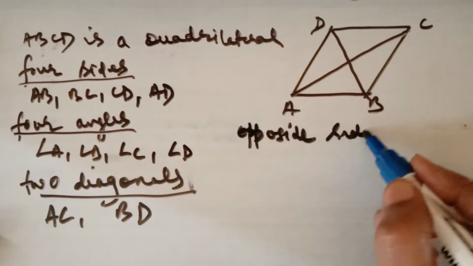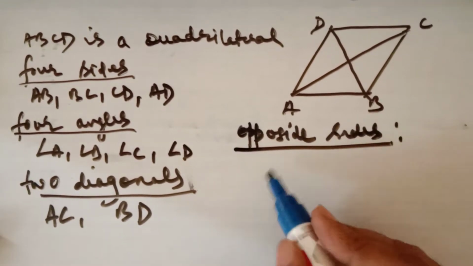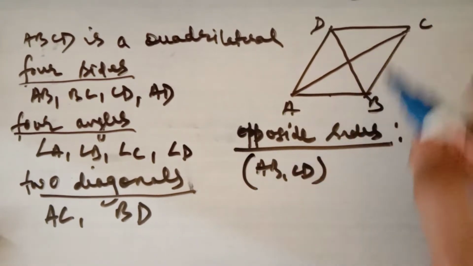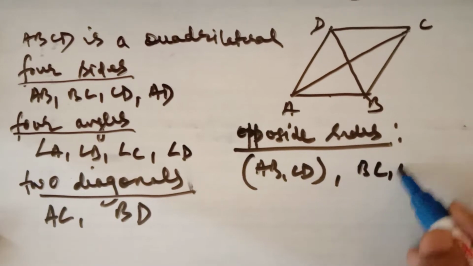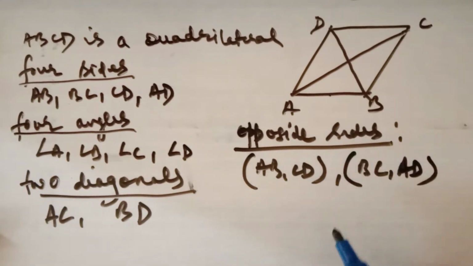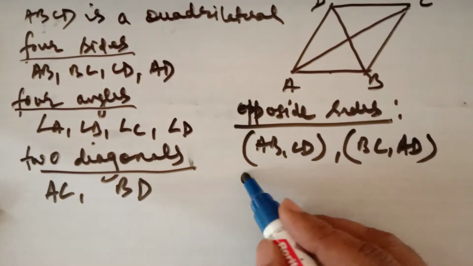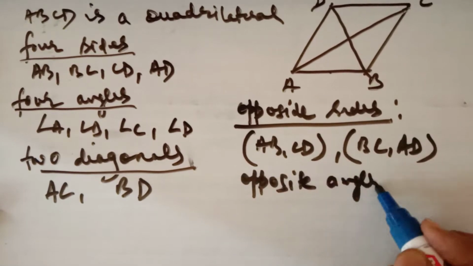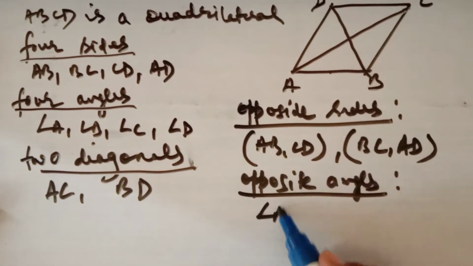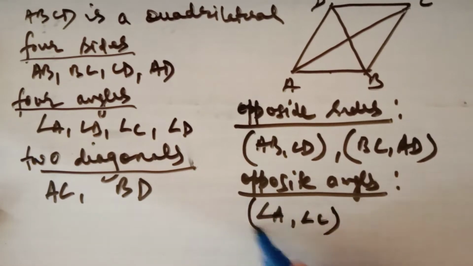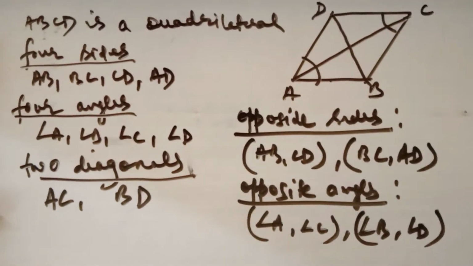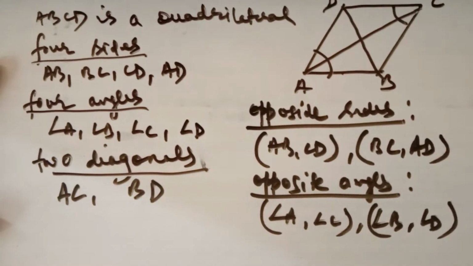After that we have opposite sides. There are two pairs of opposite sides: AB and CD, and BC and AD. Similarly, we have opposite angles. Again, we have two pairs of opposite angles: angle A and angle C, and angle B and angle D.